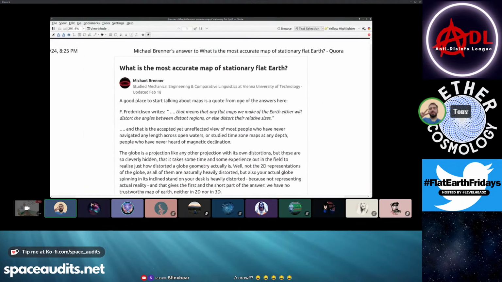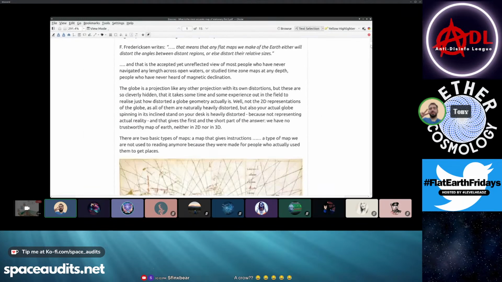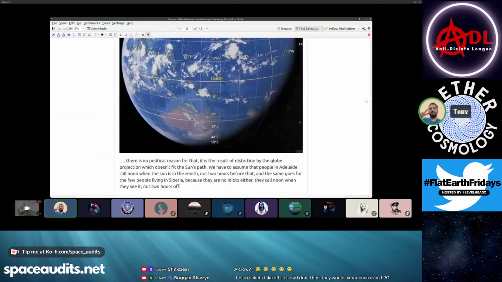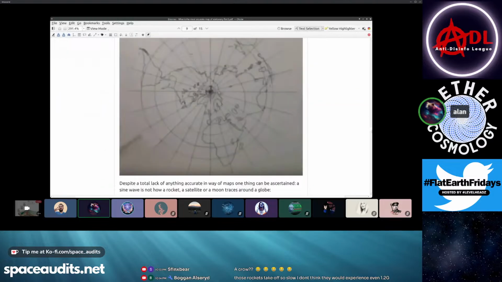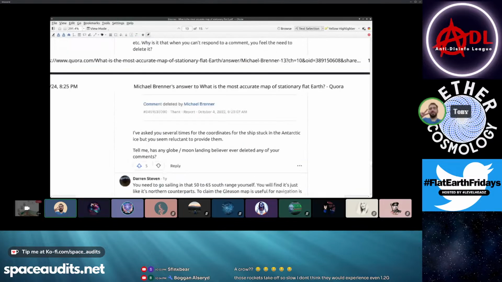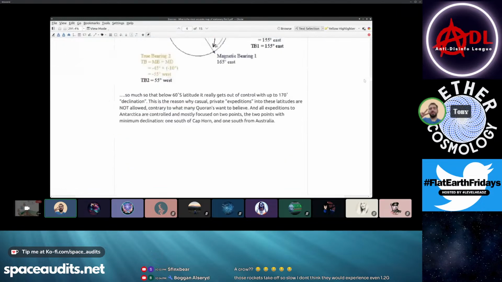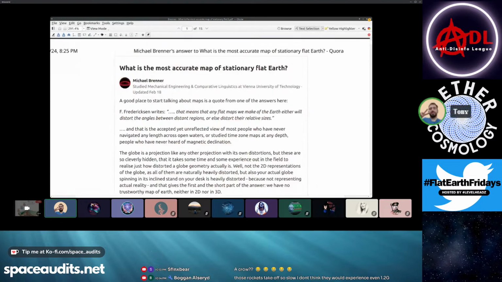So what is the most accurate map of stationary Earth? And actually, how long is this one? Lots of cool pictures, like a 15. A lot of pictures. Whoa, yeah, just glad I checked here. Yeah, we can go through it. How long have we been going here? Let's see. Oh, an hour, yeah, and we can go through. Yeah, we're good. Cool.